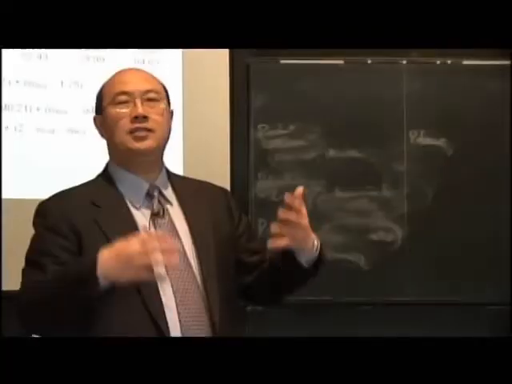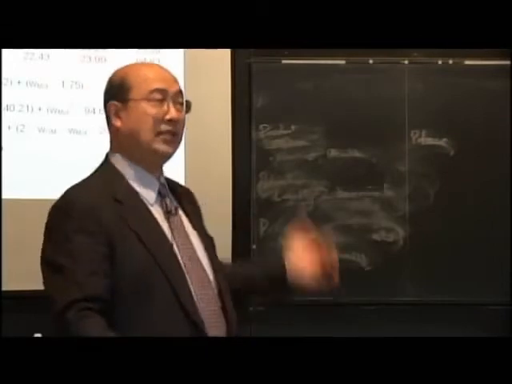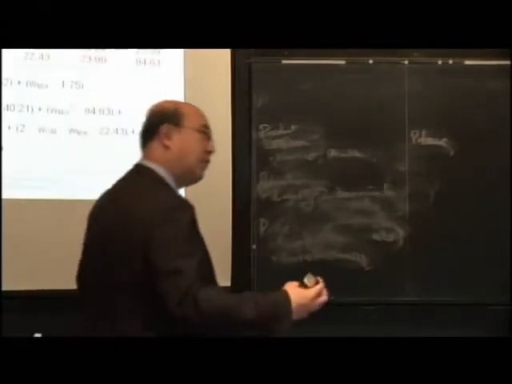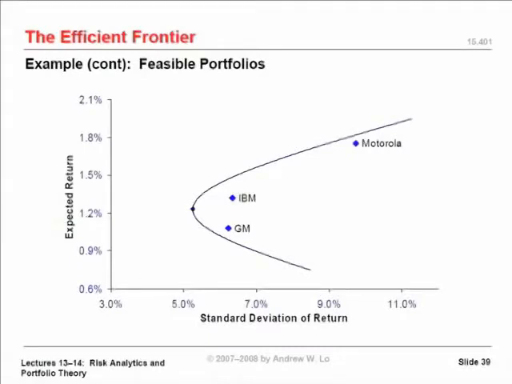And when we put these two equations together, the mean and the variance, and we take the square root of the variance to get the standard deviation, and we plot it on a graph, we get this, okay? This is the curve, the bullet-shaped curve that we generate just from three securities and from their covariances.